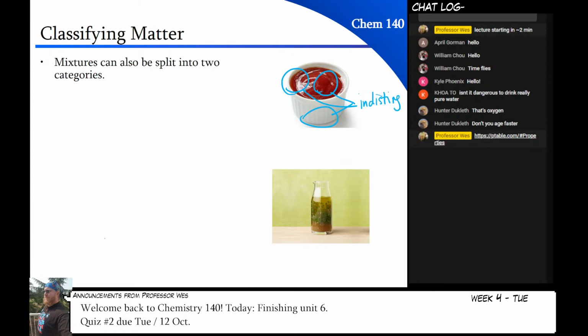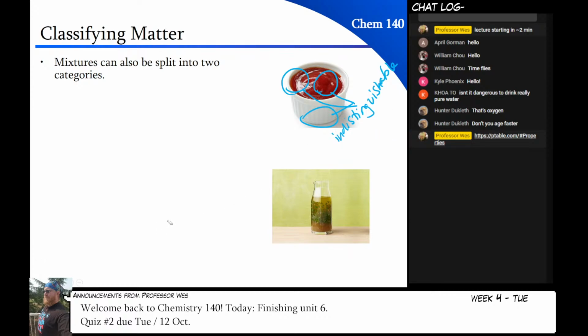I ran out of room here, didn't I? Let's see here. Indistinguishable. There we go, I made it. I could keep writing over here on my screen. It will let me, but it goes off of what you can see, so I had to be careful about that.